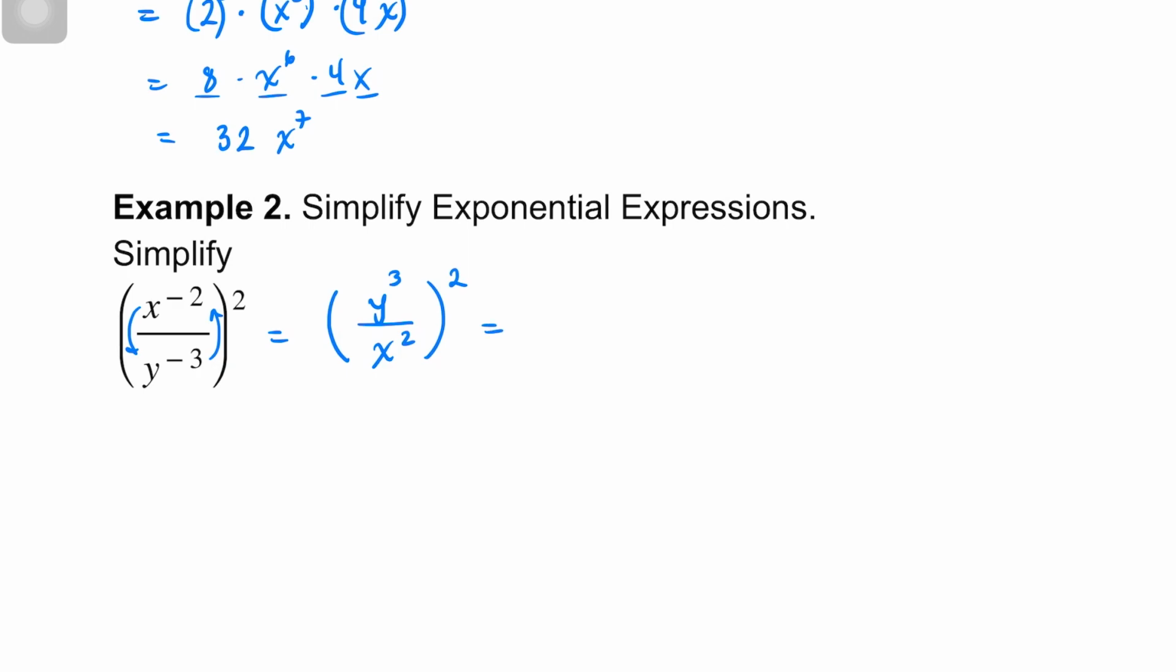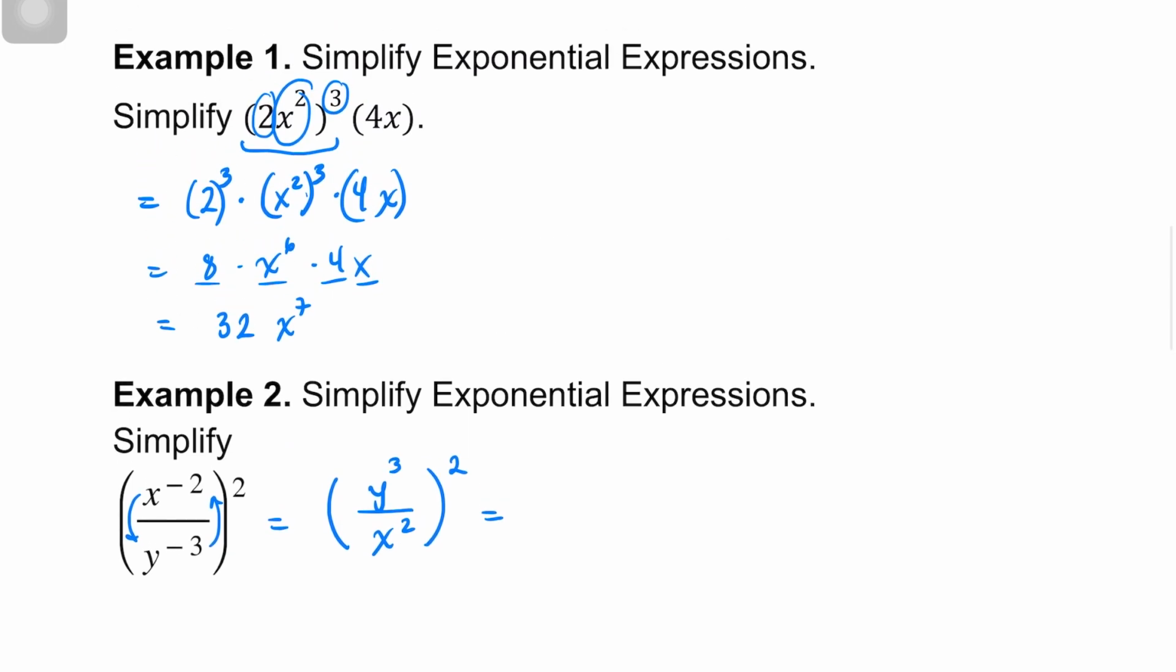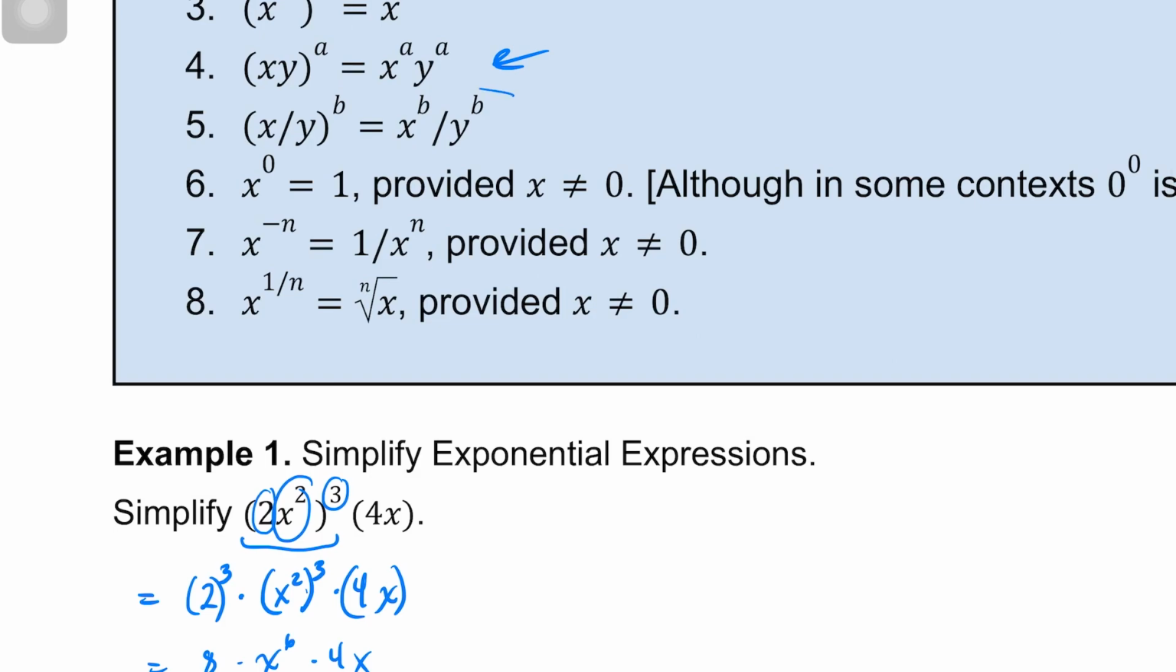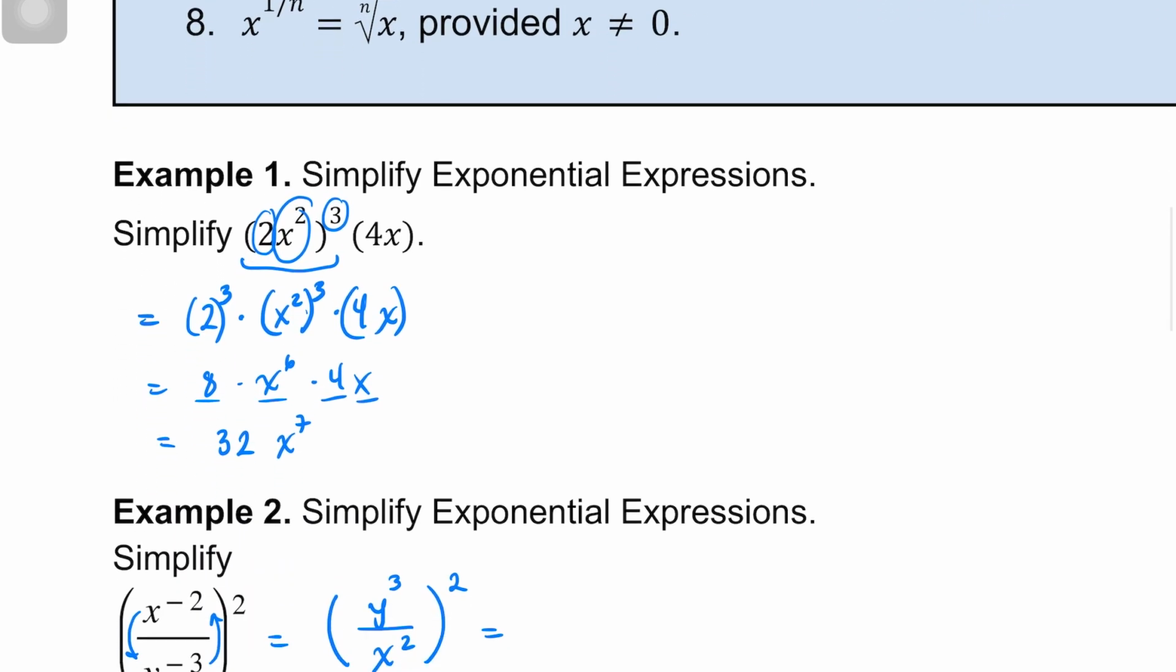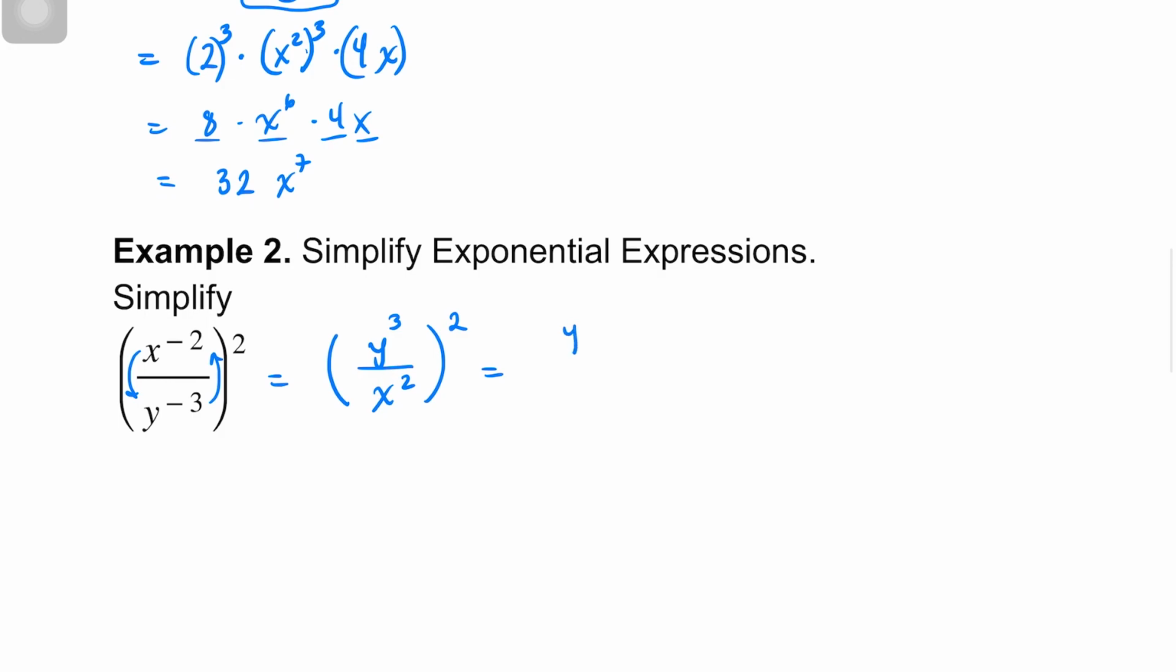So now, because they both have the same power, and this is a quotient, by using this property right here, they both get the second power. What I mean by that is we have y cubed raised to the second power and x squared raised to the second power. A power raised to a power means a multiplication of powers, and then the bottom as well. A power raised to a power is a multiplication of powers, so that'll be 2 times 2 is 4. And that's it.